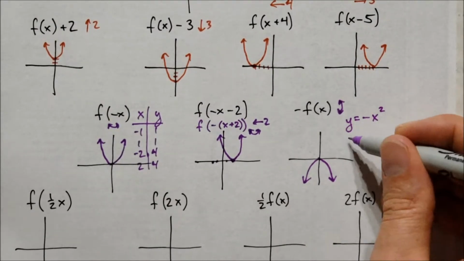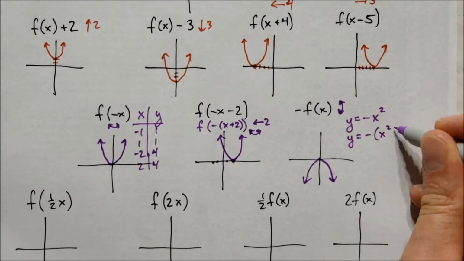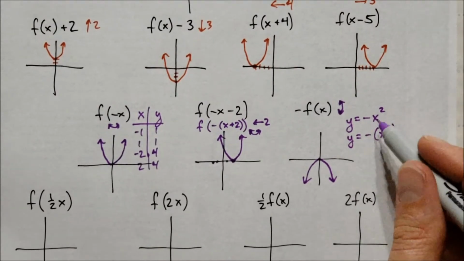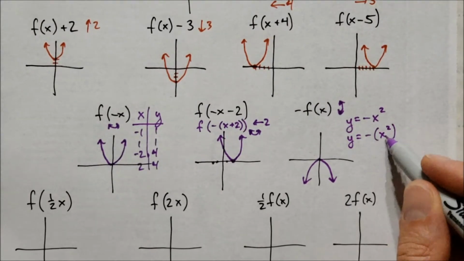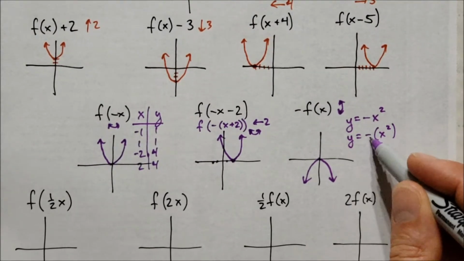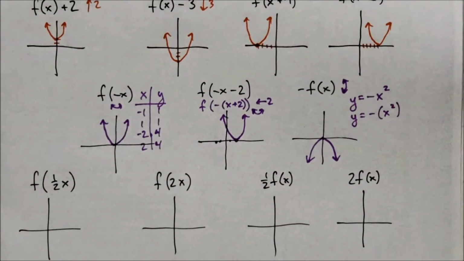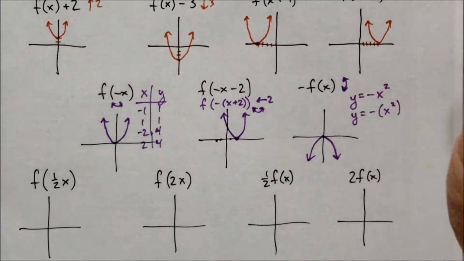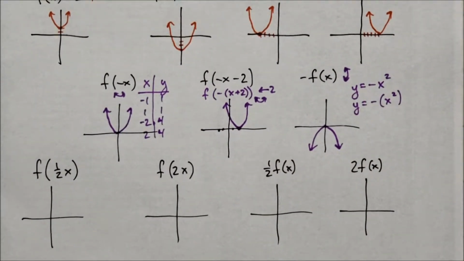Because when we have this, what we're really saying is this is the opposite of x squared. It's not negative x squared, but it's the opposite of x squared. We're taking that x squared and then we're applying the negative afterwards for our order of operations to be followed. All right, f of 1/2 x.